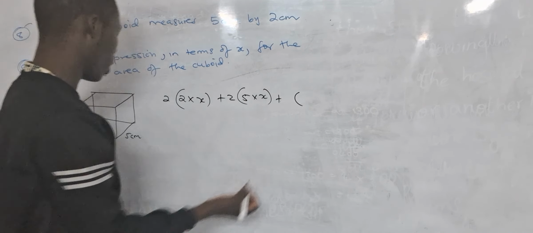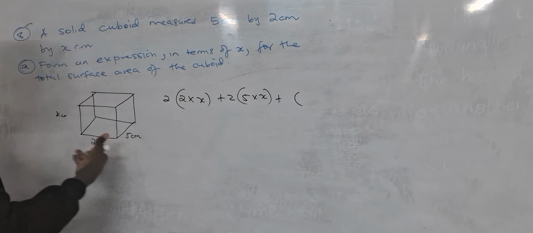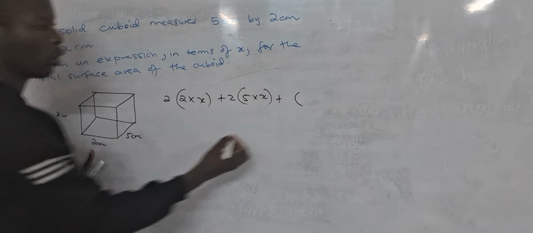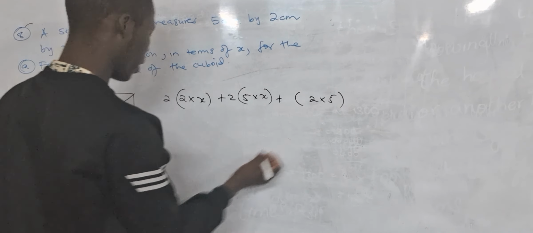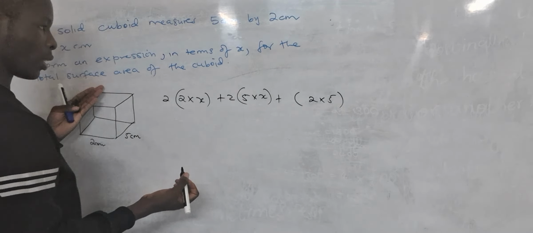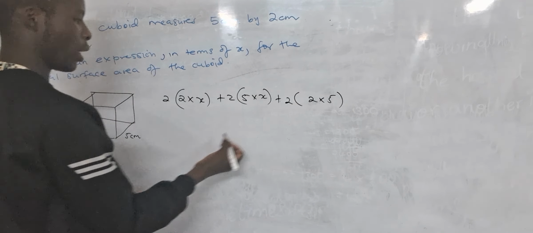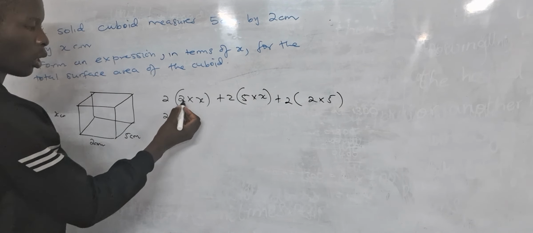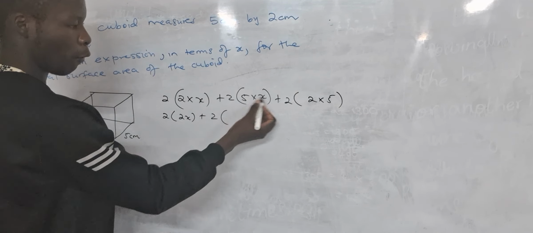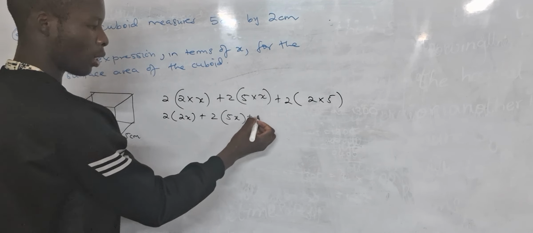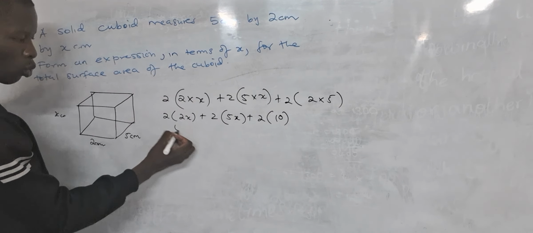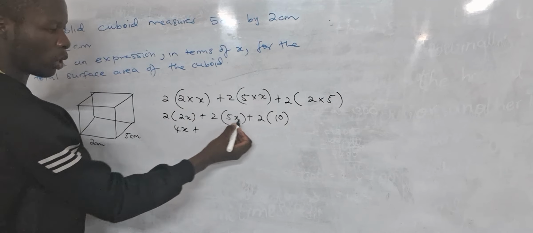So how many faces do you have? You have 2. Here you have the base. This is 2 and this is 5. So 2 times 5. And how many faces? You have the base and you have the top. The bottom and the top, right? So there are 2, right? So this is 2 times 2 times x. This is 2x plus 2 times 5 times x. This is 5x plus 2 times 2 times 5. This is 10. 2 times 2x. This is 4x. 2 times 5x.